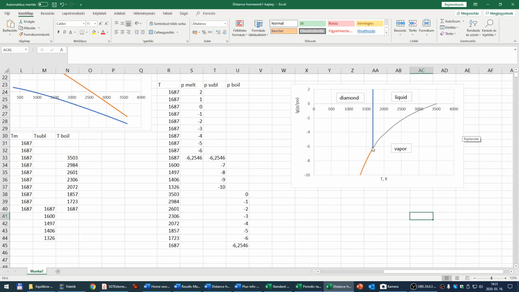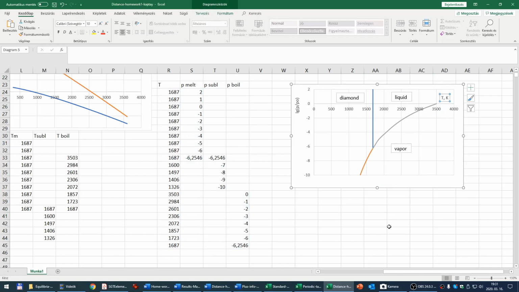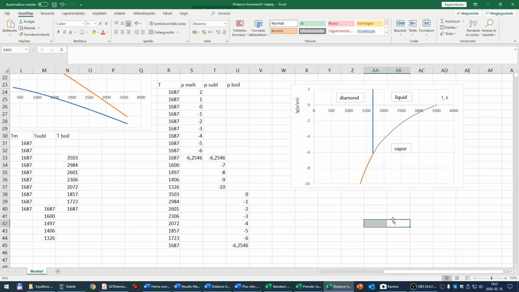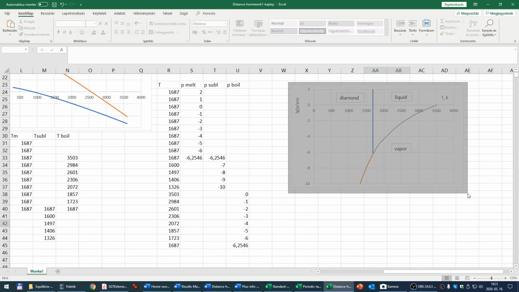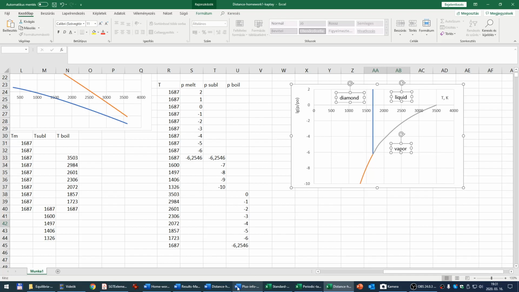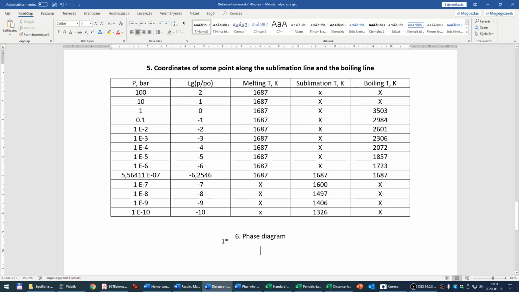We have a triple point, we have the vertical melting line, we have the boiling line, and the sublimation line. And I just put temperature here. These may be somewhat nicer. So now I can copy it to my homework, because this is my most important result today.